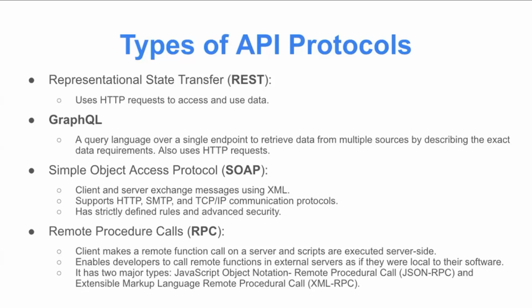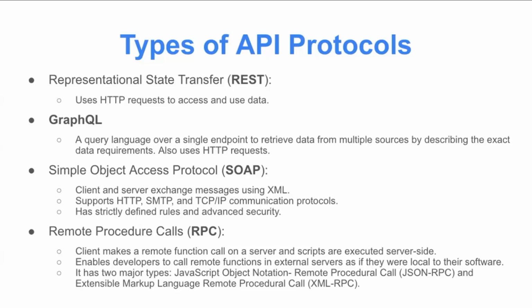GraphQL, on the other hand, is a query language, and this is used to retrieve data from multiple sources over a single API endpoint by describing the exact data requirements of the output that we want to get from this API call. And this is different to REST, because in REST, if we're trying to get information from different sources, so for example, trying to get both user data and GSAN data, we'd have to send separate API requests to make this call. But in GraphQL, we can structure our query such that we're able to get this over a single API endpoint.